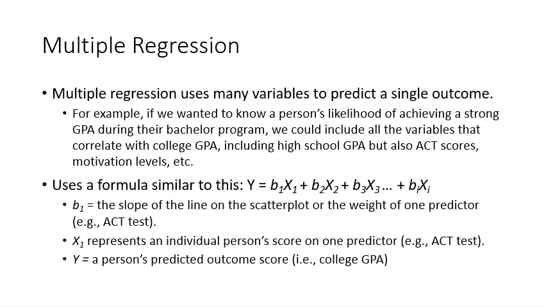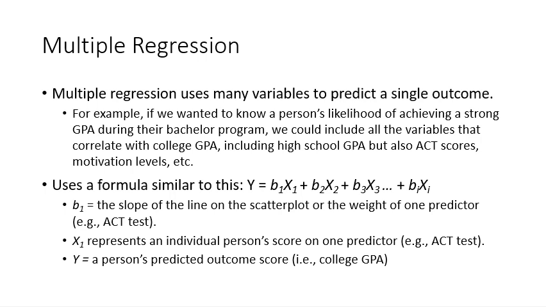So it's the same formula. This is, again, that simplified version of the formula. But Y, college grade point average, is equal to the slope of the first variable we enter times that score. So maybe the slope of high school grade point average times high school grade point average. We would add to that the slope for the next variable, let's say the ACT test. So as the ACT points go up, how much does college grade point average go up? And then we'd use a person's individual score.